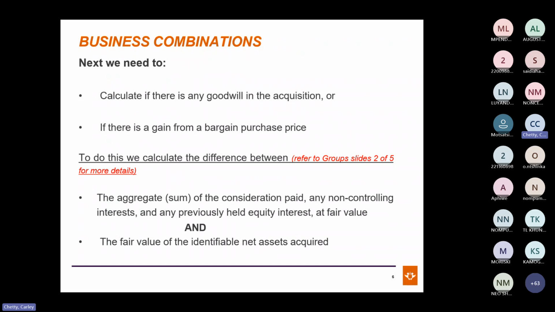So we are comparing the two, and we are going to see is there goodwill or is there gain from bargain purchase. If the consideration paid and any non-controlling interest is greater than the fair value of the net assets acquired, then we have goodwill. However, if the net assets acquired at fair value are greater than the consideration paid and any non-controlling interest, then we have a gain from bargain purchase.